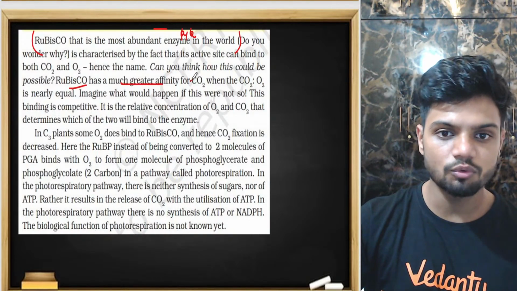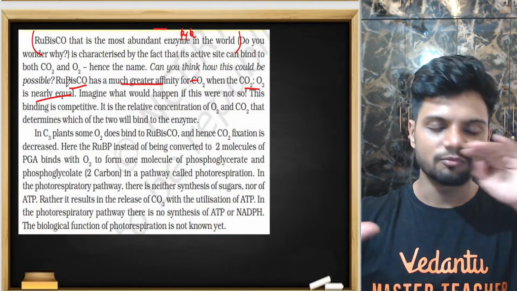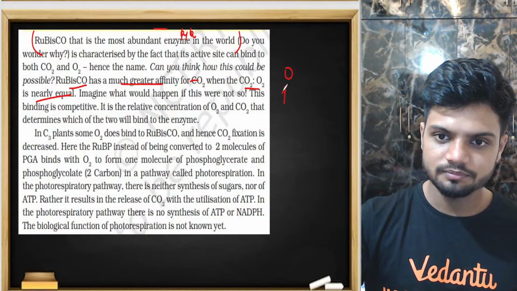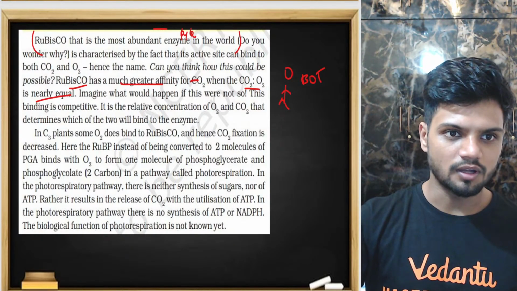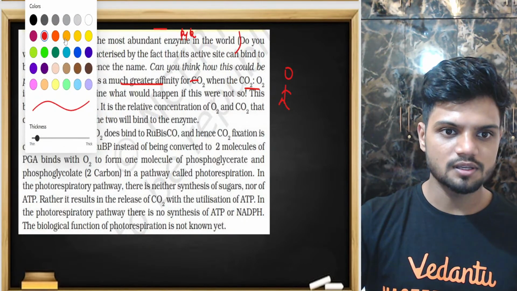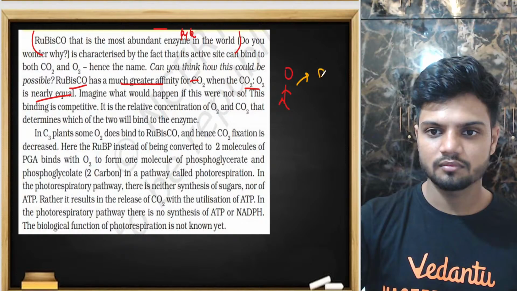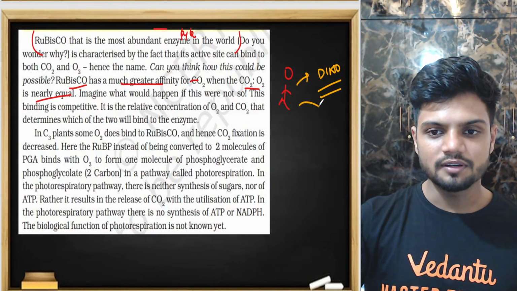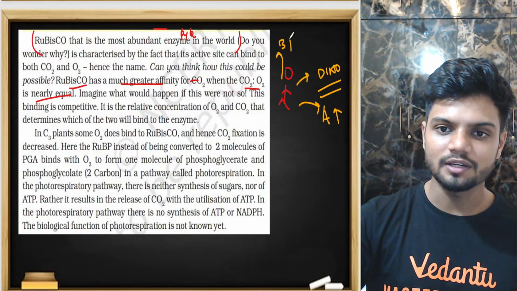Rubisco has a much greater affinity for CO2. When they are equal, it will treat them very equally. I'll tell you a classic example. Here we have one friend. I am not the bot. Let's call this person Dino. Whenever friend A has more money, Dino goes with him. The same Dino, when friend B has more money, goes with them.